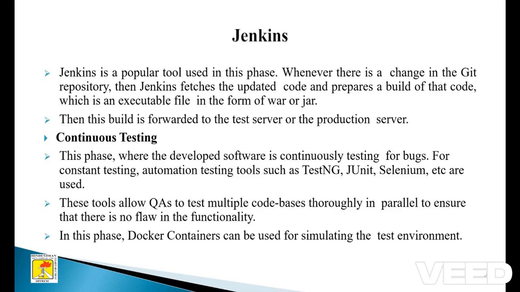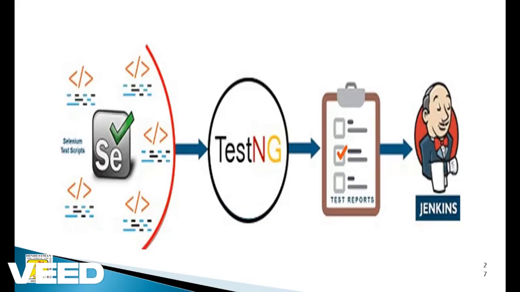Here it does the process of continuous testing. In continuous testing, the developed software is continuously tested for the bugs that are present in it. For constant testing, automation testing tools such as TestNG, JUnit, Selenium, etc. are used. These tools allow the QAs to test multiple code bases thoroughly in parallel to ensure that there is no flaw in the functionality. In this phase, Docker containers can be used for simulating the testing environment.